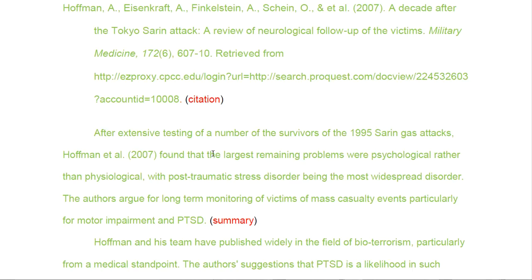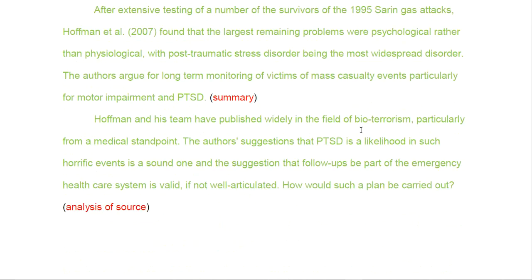All right. They found that the largest remaining problems were psychological rather than physiological, with post-traumatic stress disorder being the most widespread disorder. The doctors argue for long-term monitoring of victims of mass casualty events, particularly for motor impairment and PTSD. That's what the article is about. All right, just a couple of sentences telling what it's about.